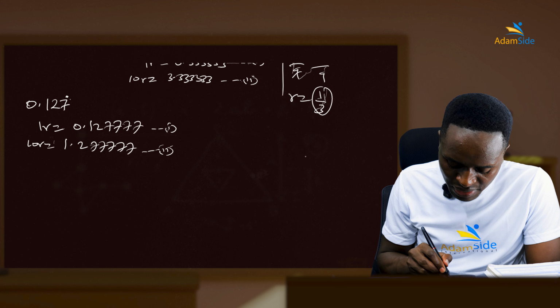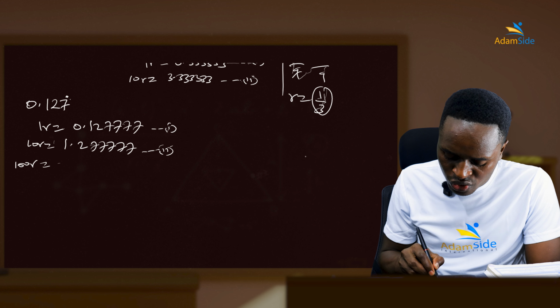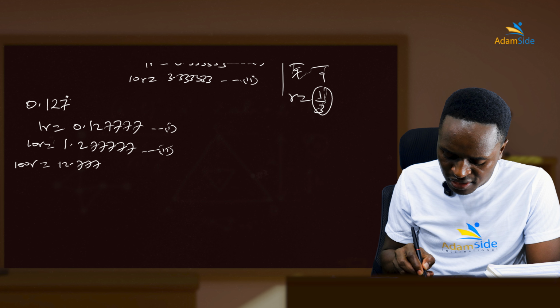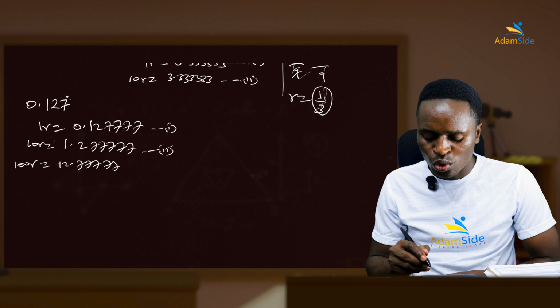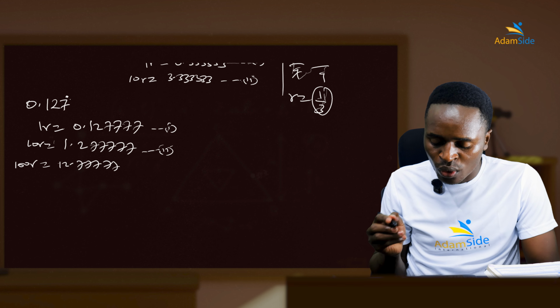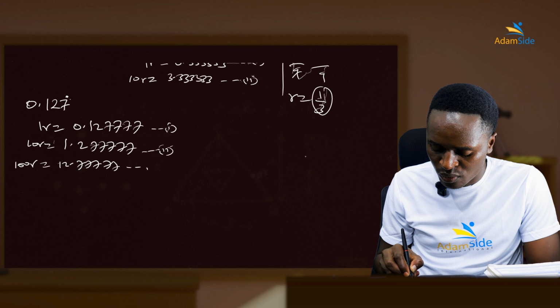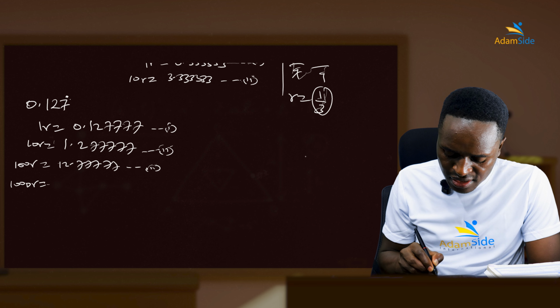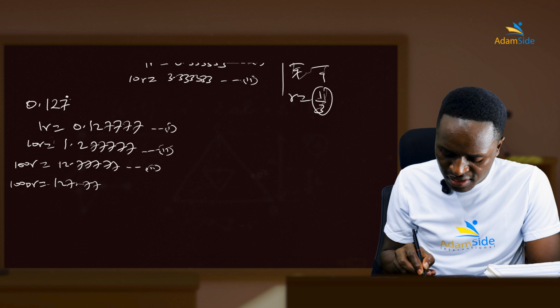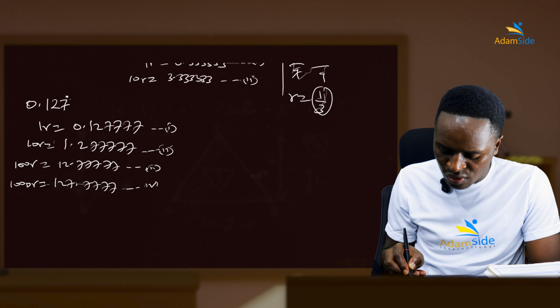Therefore, you multiply again by 10. 100r is equal to 12.777. Still, if you compare here, there is nothing on the decimal part. You will get 0 on the decimal part. You make equation 3. Then you multiply by 10 again. You get 1000r is equal to 127.7777. And you get equation 4.